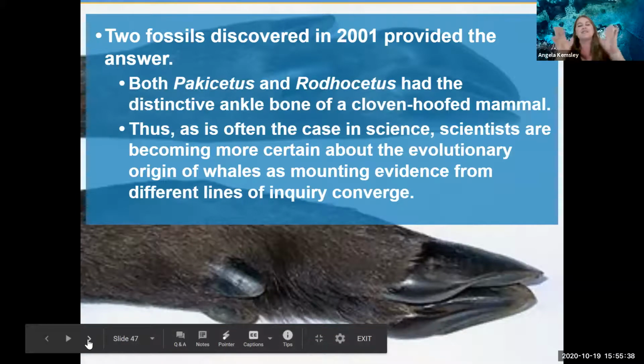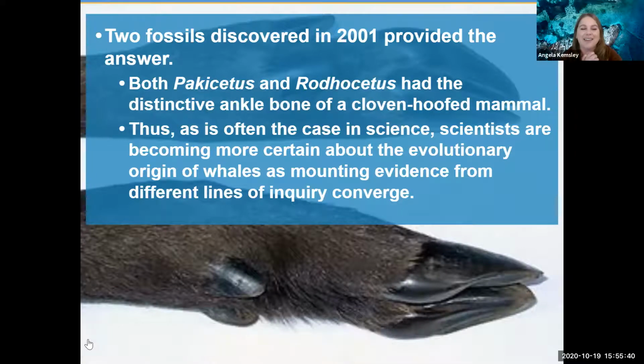There were two fossils discovered in 2001 that provided the answer, luckily for this one. Both of these species had the distinctive ankle bone of a cloven-hoofed mammal, like what the molecular biologists found. Thus, as is often the case in science, scientists are becoming more certain about the evolutionary origin of whales as mounting evidence from different lines of inquiry converge.